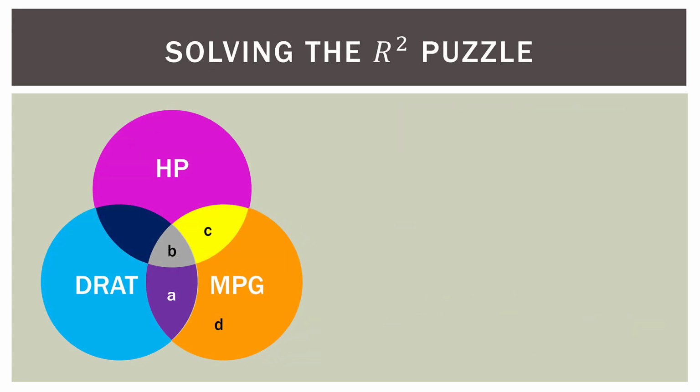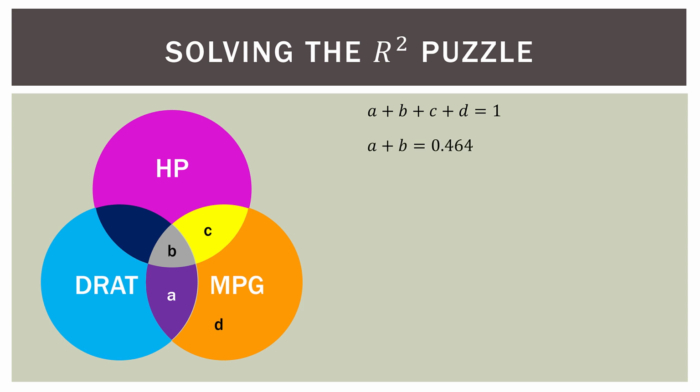So let's solve the R square puzzle. This is a finite math problem, and we want to find the actual values numerically for A, B, C, and D. So we know that A plus B plus C plus D equals 1. That's everything there in the orange circle where they overlap.